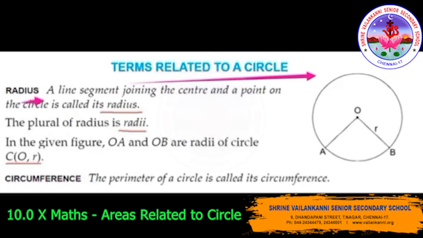First, we define radius. A line segment joining the center and a point on the circle is called a radius. In the figure, OA and OB are called the radius. The plural of radius is radii. Now the term circumference: the perimeter of a circle is called its circumference.